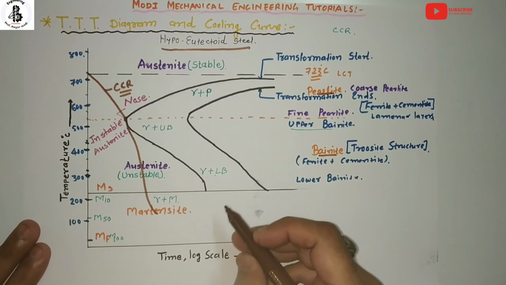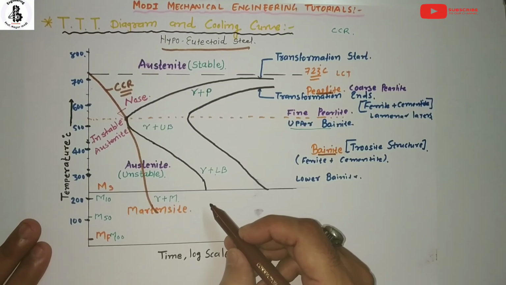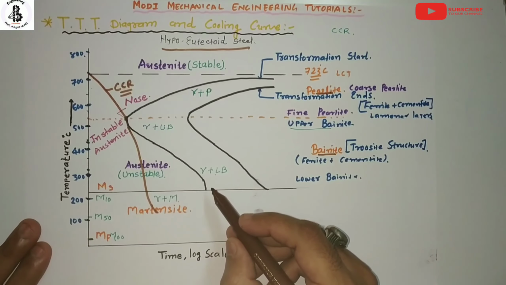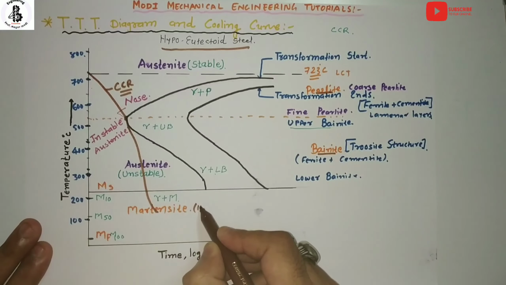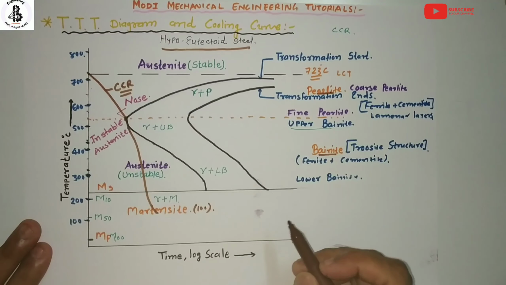Hence the critical cooling rate is defined as the slowest rate of cooling at which all the stable austenite transforms into 100% martensite.